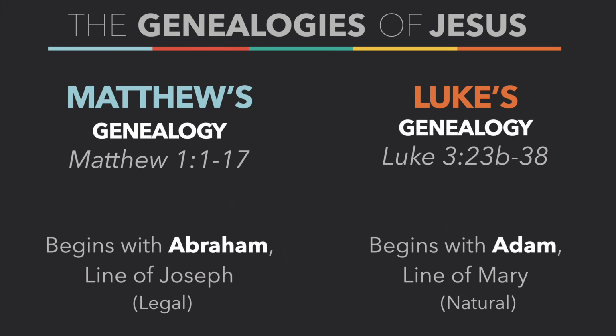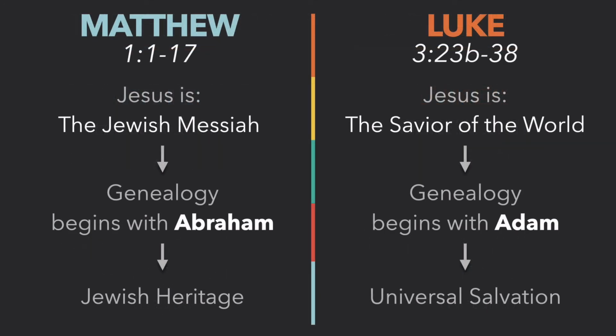First is that Luke goes all the way back to Adam. So Matthew starts with Abraham. Luke goes all the way back to Adam. Now let's do a little comparison here. So for Matthew, Jesus is the Jewish Messiah. So he begins his genealogy with Abraham so as to emphasize Jesus' Jewish heritage, which makes sense.